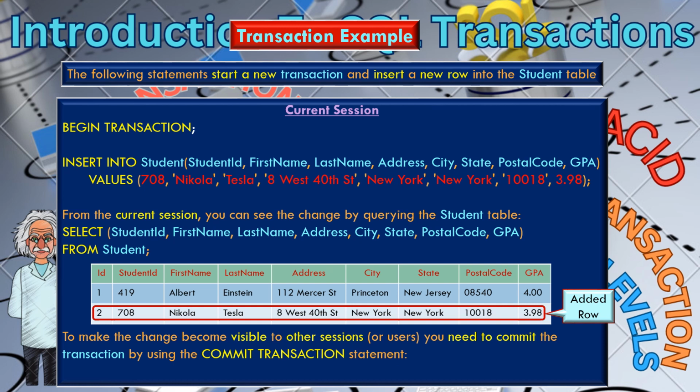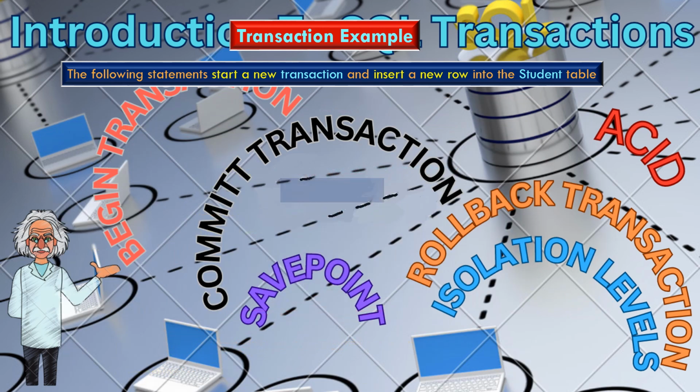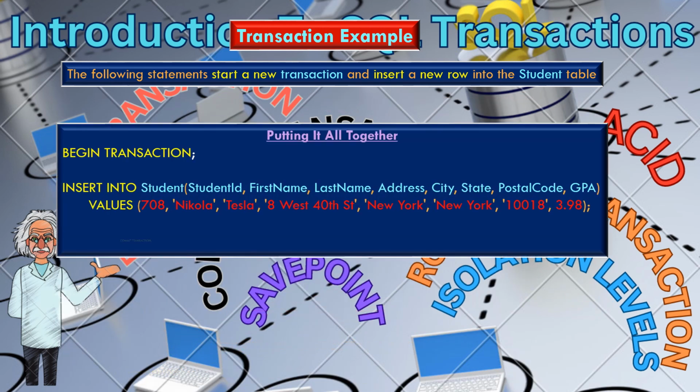To make the change become visible to other sessions or users, you need to commit the transaction by using the commit transaction statement. Putting it all together will give us the following.